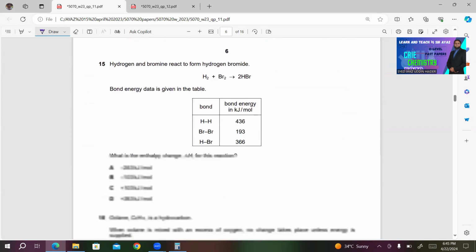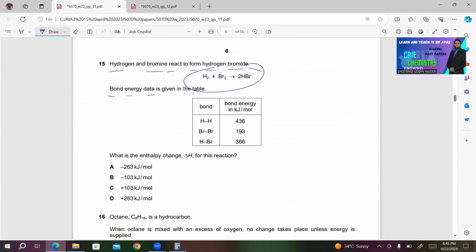Number 15. Hydrogen and bromine react to form hydrogen bromide. This is the reaction. Bond energy data is given in the table. Here we have H-H bond, Br-Br bond, H-Br bond, with bond energy in kilojoules per mole. What is the enthalpy change, delta H, for this reaction?